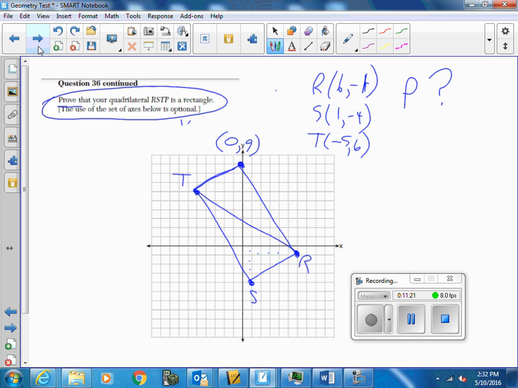All right, now we have to show or prove that it is a rectangle. So think about what you know about a rectangle and how we can prove that this is a rectangle.